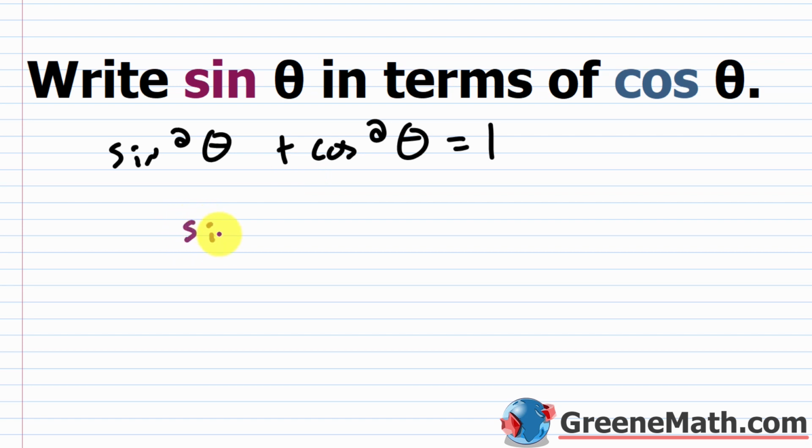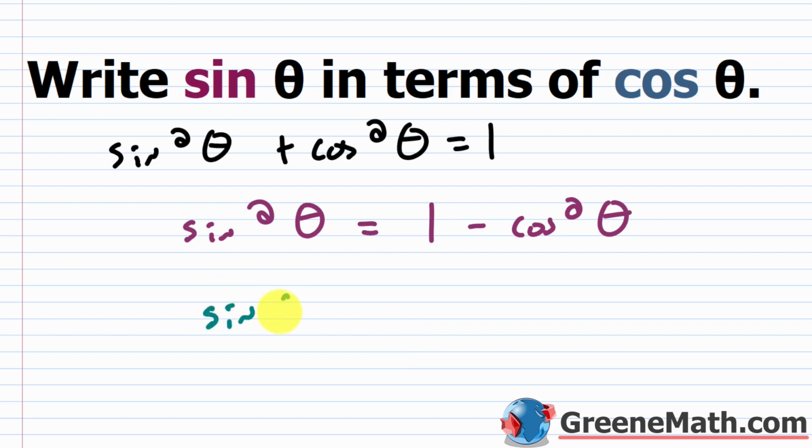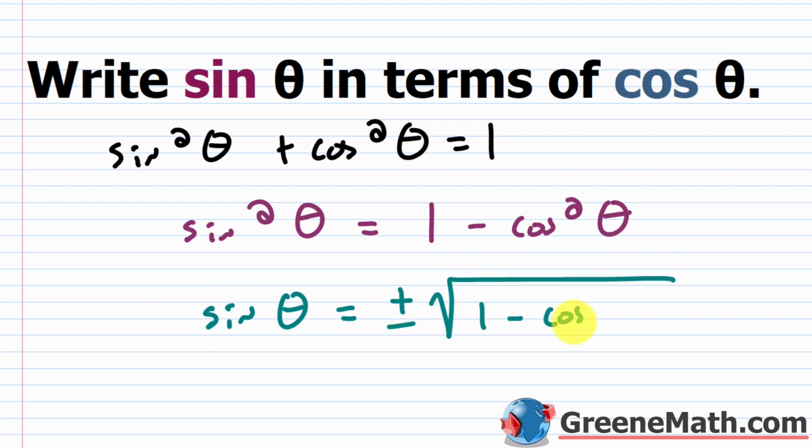And we will have sine squared theta is equal to 1 minus cosine squared theta. So this is just another form of this identity, but we want to solve this for sine of theta. We don't want sine squared theta. So what I'm going to do here is basically use my square root property. So we could say that the sine of theta is equal to plus or minus the square root of 1 minus cosine squared theta. Now this is basically all you can do.